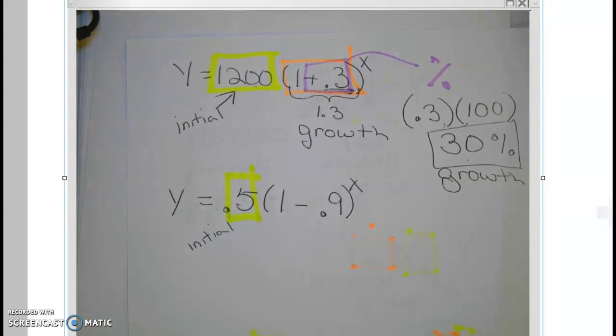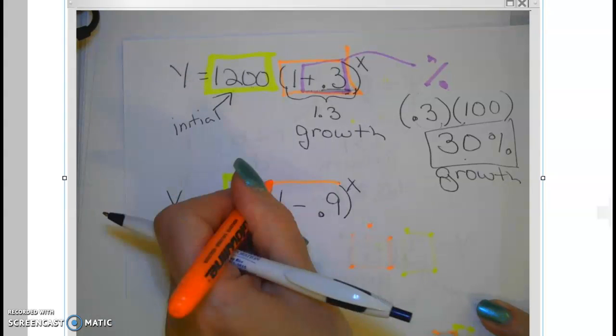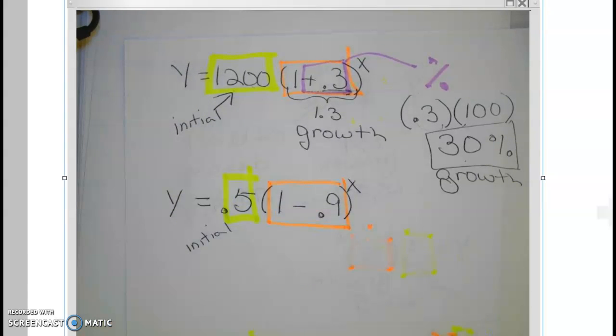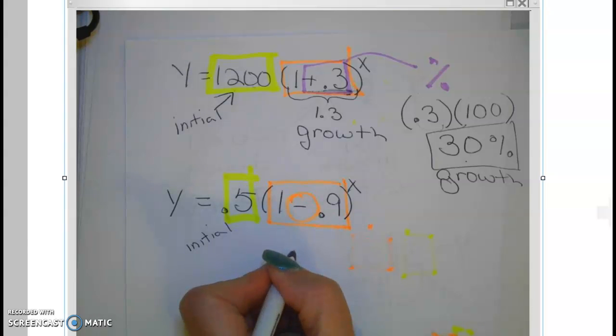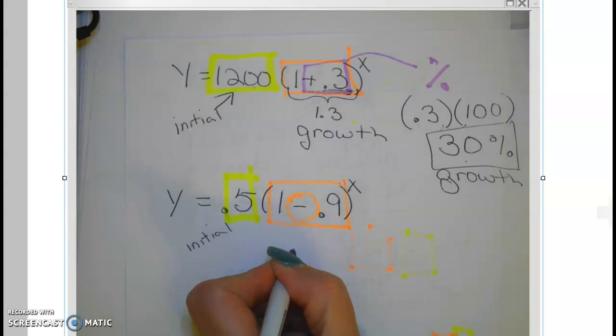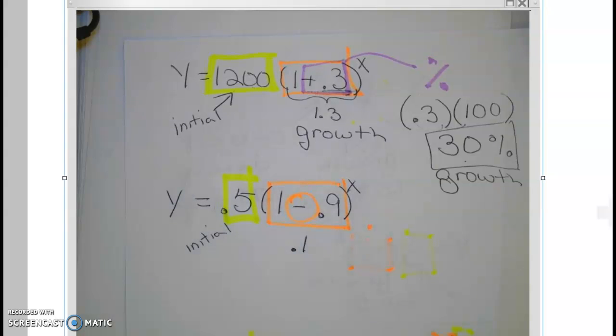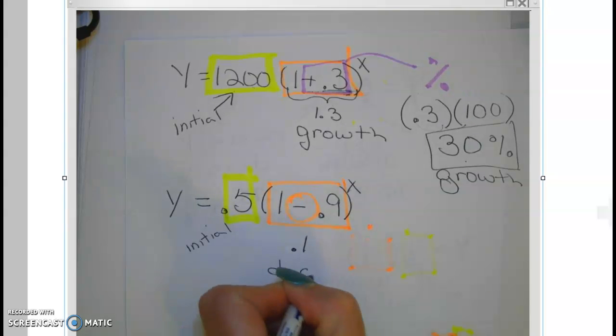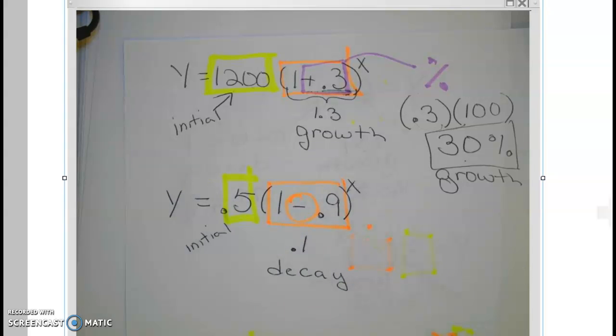And what is my factor? Well, I have to combine these two. But notice what I see here. I see a subtraction. Be very careful. What do I end up with when I combine those two? Okay, so I get a 0.1, right? 1 minus 0.9 would be 0.1. So is this growth or decay? This is decay. It's less than 1, isn't it? And greater than 0? That was the rule I told you.